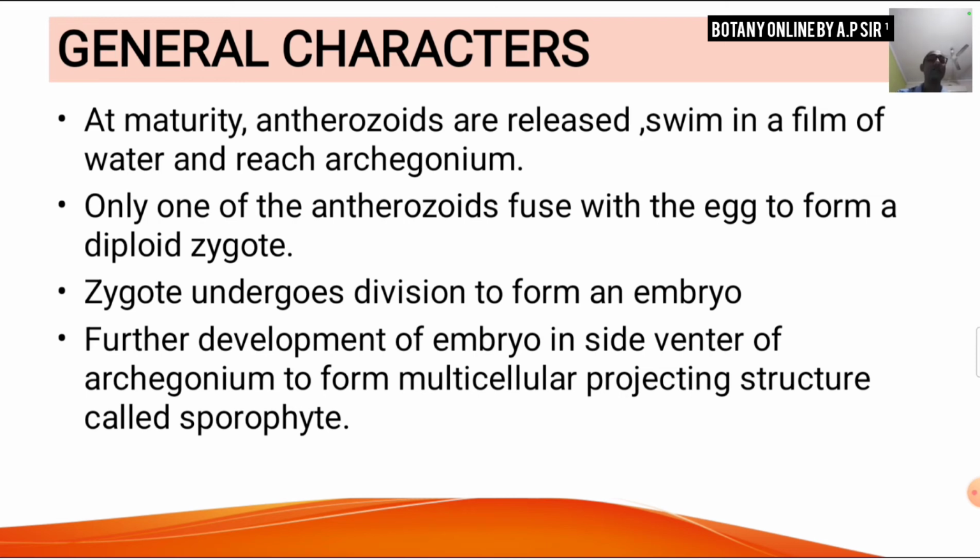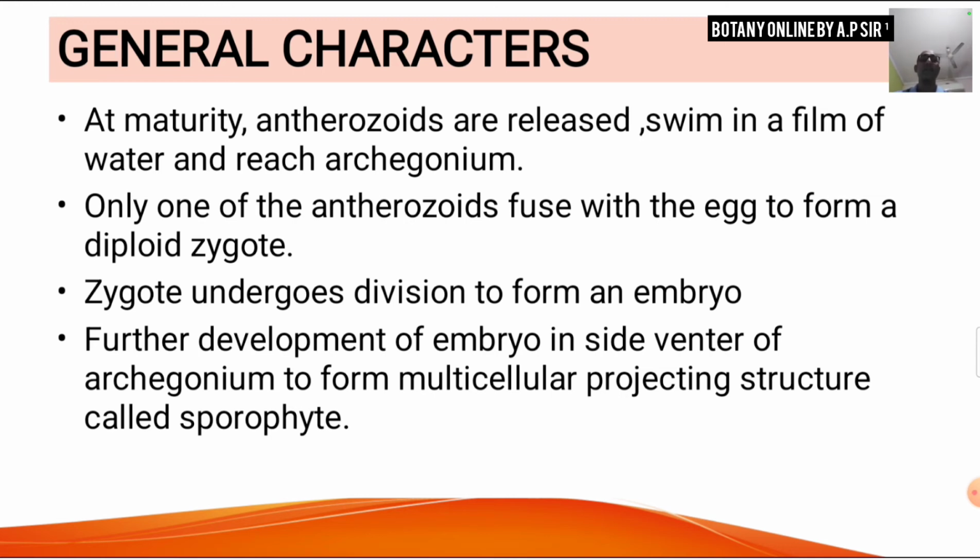And how do they come to the egg? They swim through the film of water and reach archegonium. This is the reason why water is very essential for the life cycle of bryophytes. That is the reason why we call them amphibians of the plant kingdom. Now, though many antherozoids reach the archegonium, only one antherozoid fuses with the egg. Once fusion occurs, which is otherwise known as fertilization, a diploid zygote is formed. You know that the antherozoids are haploid, egg is haploid. When haploids combine, they give rise to diploid zygote.